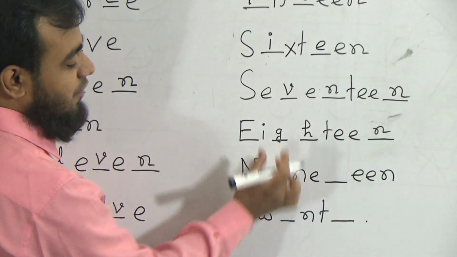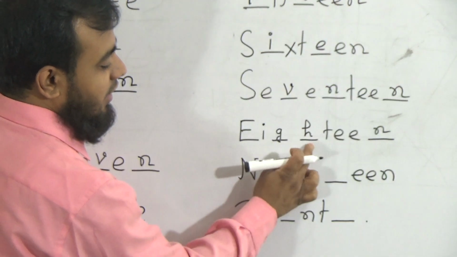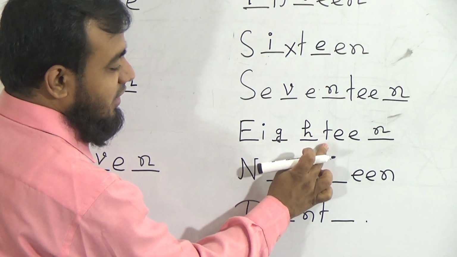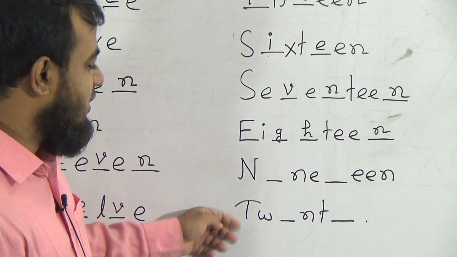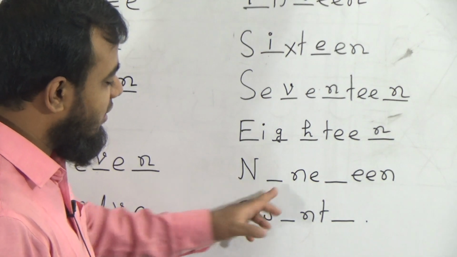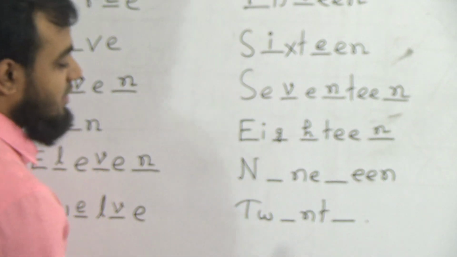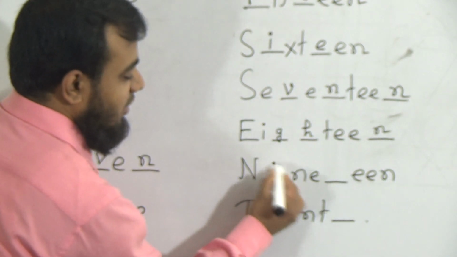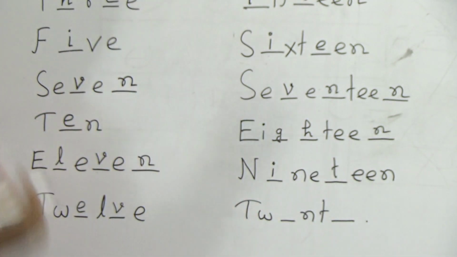So be very careful. It will be 18, right? E-I-G and H. E-I-G-H-T-E-E-N, 18. Okay, we have only two remaining now, 19 and 20. Look, my dear, 19, N-I-N-E-T-E-E-N, 19. The last one is 20.